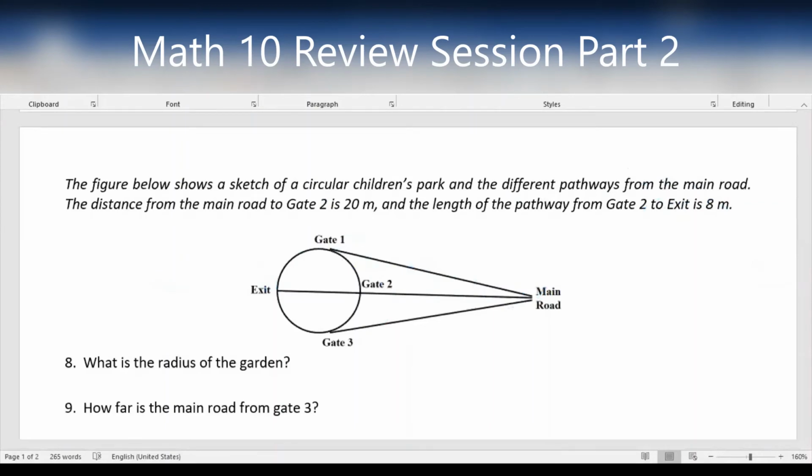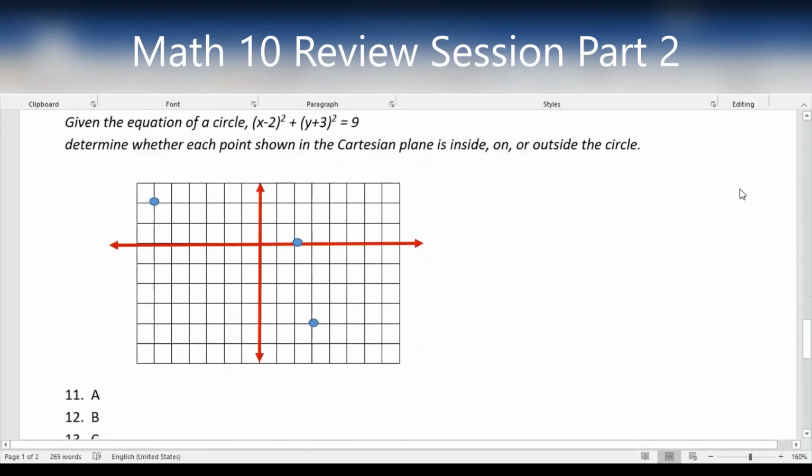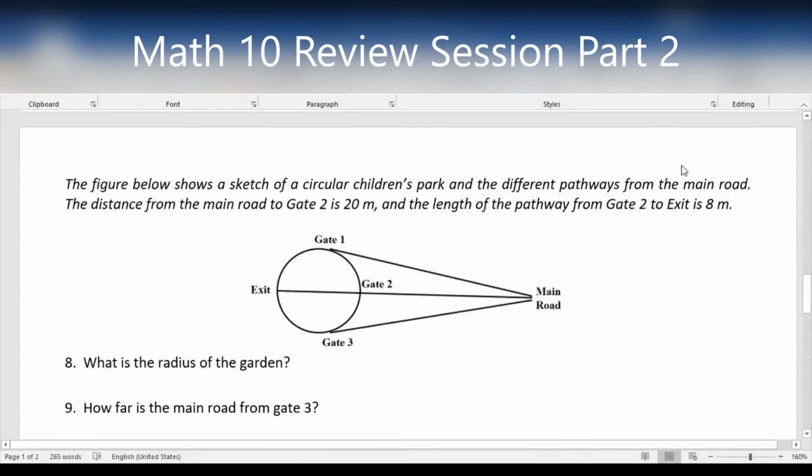This is naman similar to your, kailan ko ba nabigay ito? Parang group work. 9, 10, hanggang number 13 pala to. Yan. The figure below shows a sketch of a circular children's park and different pathways from the main road. The distance from the main road to gate 2 is 20 meters, and the length of the pathway from gate 2 to exit is 8 meters. So there are two questions about this problem. What is the radius of the garden? How far is the main road from gate 3?